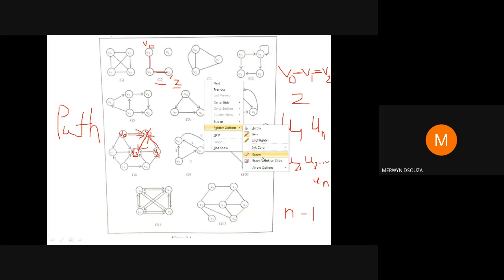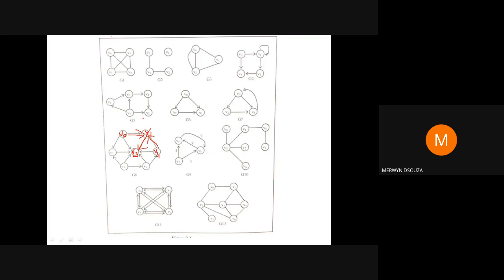Or is there only one path between two vertices? It depends on the type of graph and on the number of edges. There need not be only one single path between two vertices. For example, in this example, I want the path from V0 to V2.